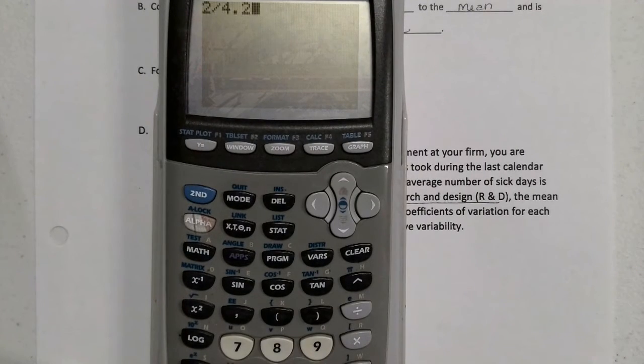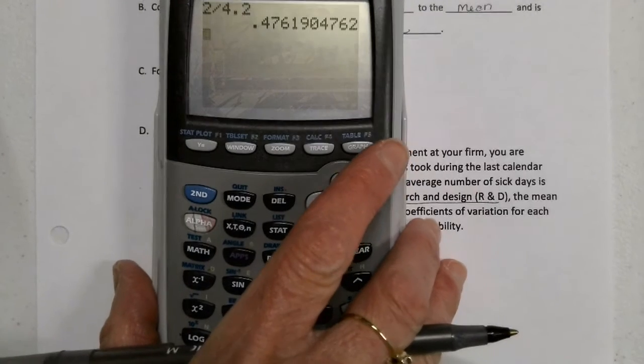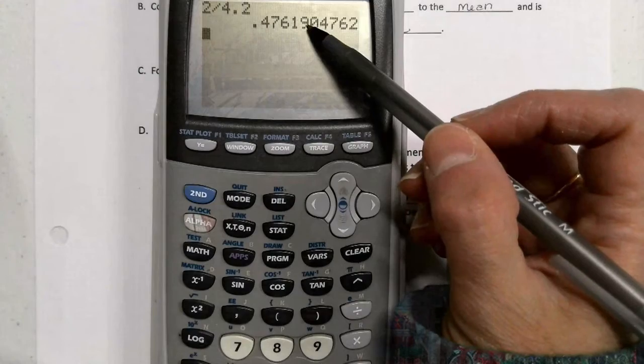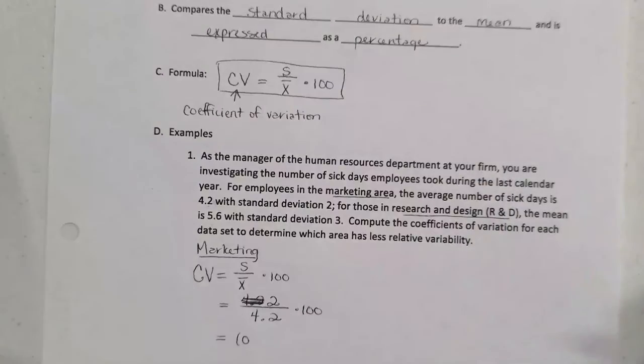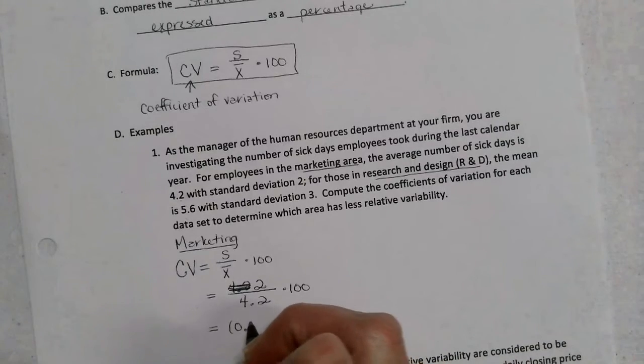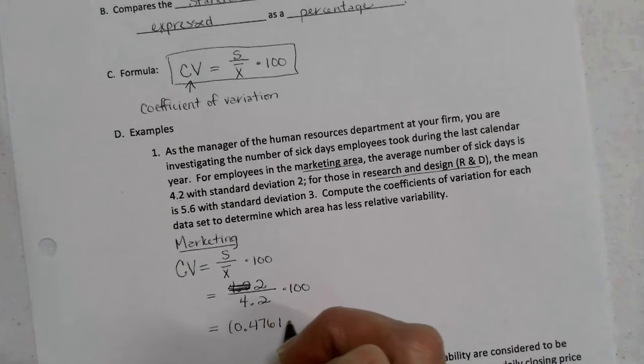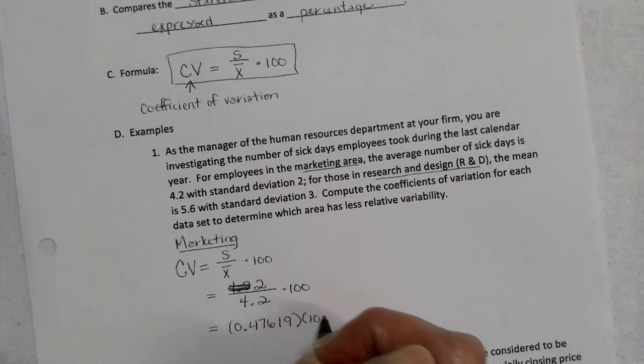2 divided by 4.2 is 0.47619, and we'll round it to the nearest tens, hundreds, thousands, 10,000s, 100,000s. So that's going to be 0.47619, and I'm going to multiply that by 100.